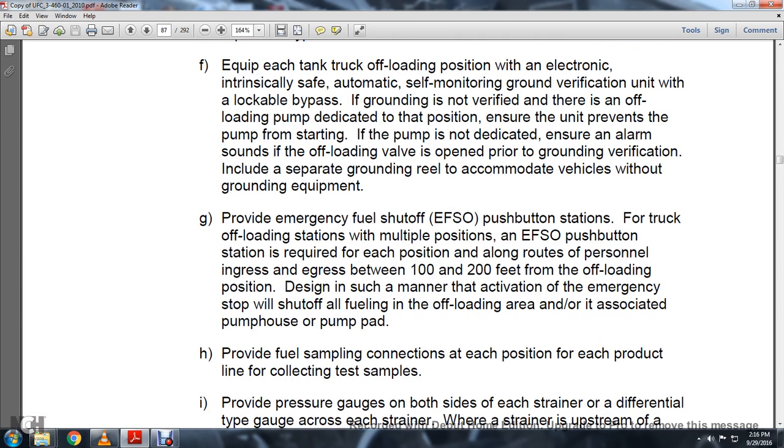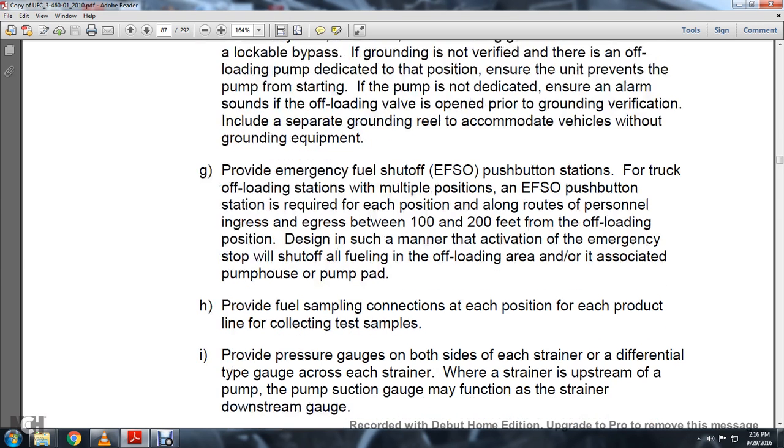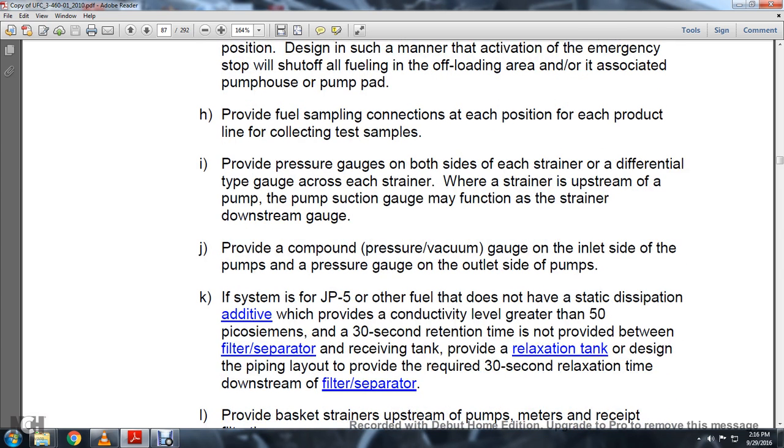G. Provide emergency fuel shutoff button stations for the truck offloading station with multiple positions. The emergency fuel shutoff button is required for each position along the routes of personnel ingress and egress, between 100 to 200 feet from the offloading position. Design it so that activation of the emergency shutoff stops all fuel refueling or loading in the area with the associated pump house and pumping pad.